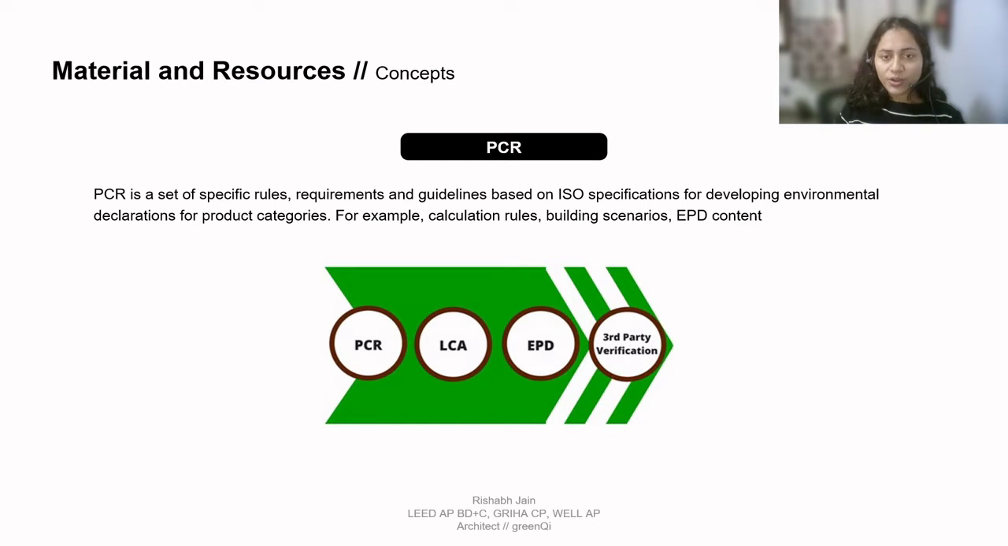So first you look at the PCR for your particular product, you read the rules, and then based on that you do an LCA of your product. And once you've done the LCA, then you prepare an EPD, and then you go for a third party verification. So that's a full cycle of how an EPD is formed, or how an EPD is established.